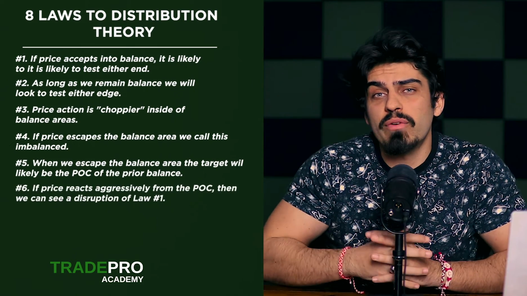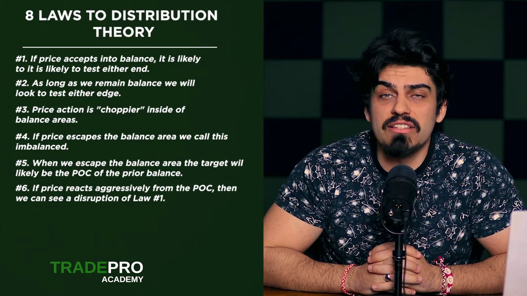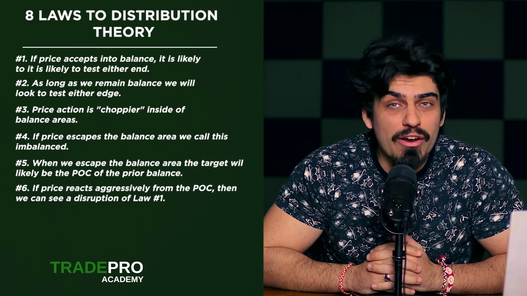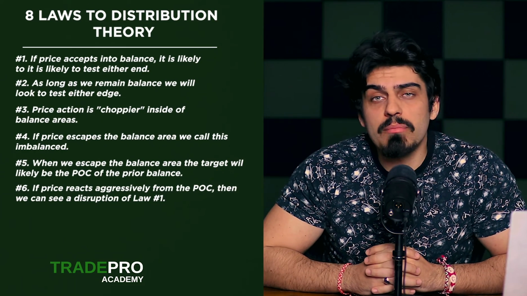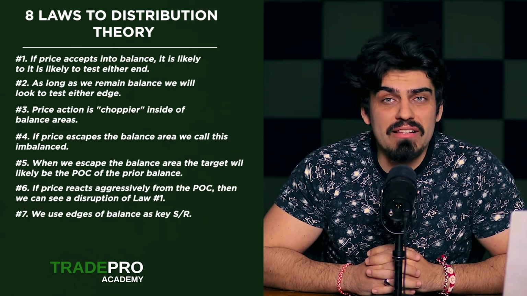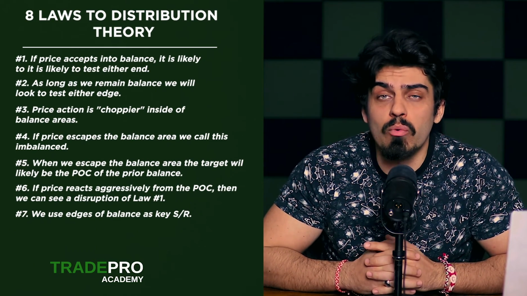Rule number 6, if we get an aggressive reaction from the POC, we expect to disrupt rule number 1, where we probably will not see the other edge of the balanced area. Rule number 7, we usually use the edges of balance, the value area highs and lows, as key support and resistance structure, whether we're within or without.